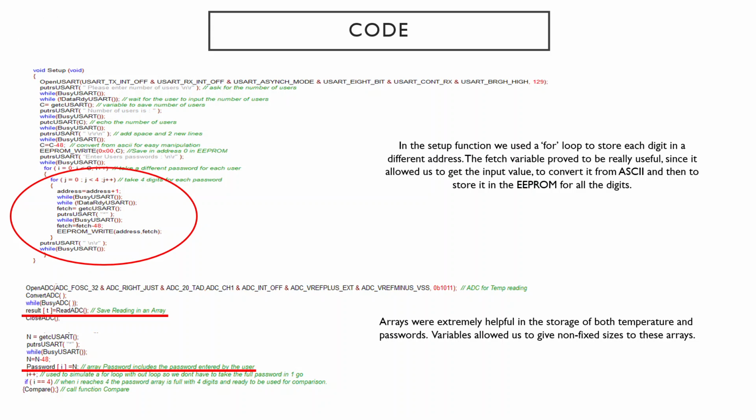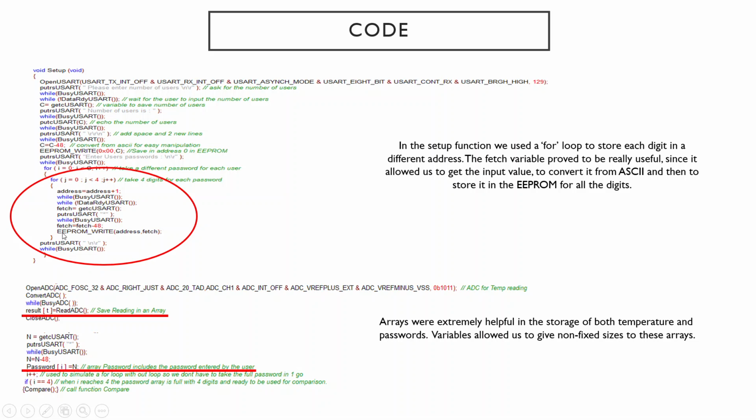The code that we have developed includes many structures, and one that I wanted to highlight is the for loop here. This for loop is very important in the system because it allows us to store 4 digits for each password, and it's also really simple and clear.